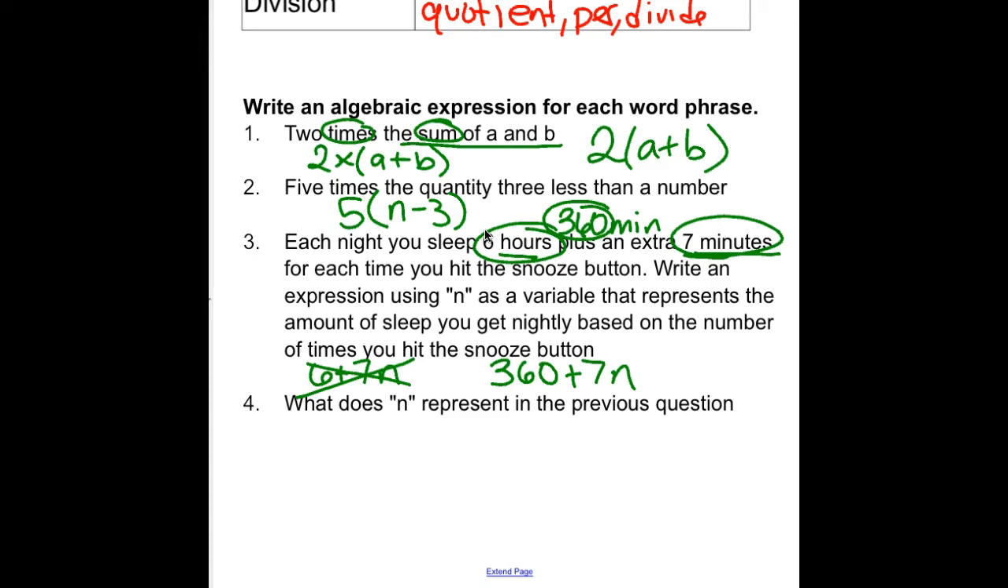But n is actually going to be, n should end up being the number of times you hit the snooze button, because that's the part of your problem that is changing each night.